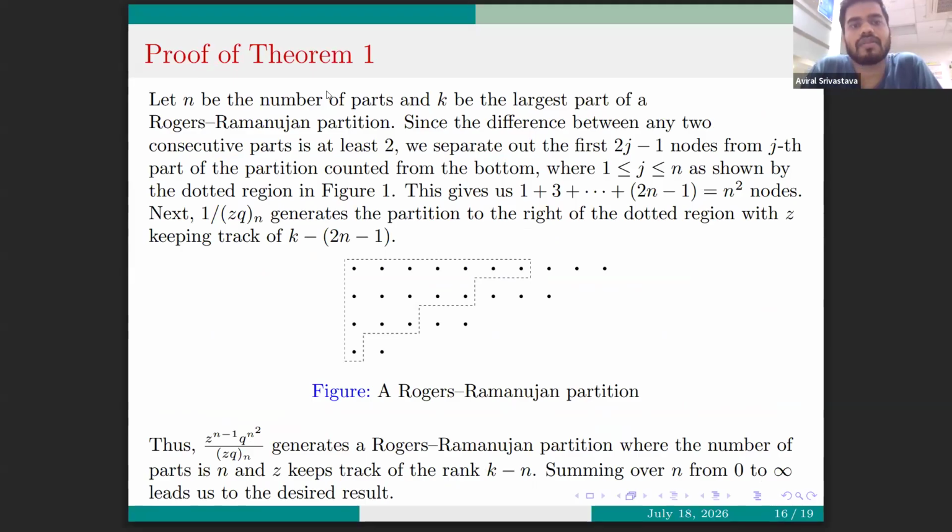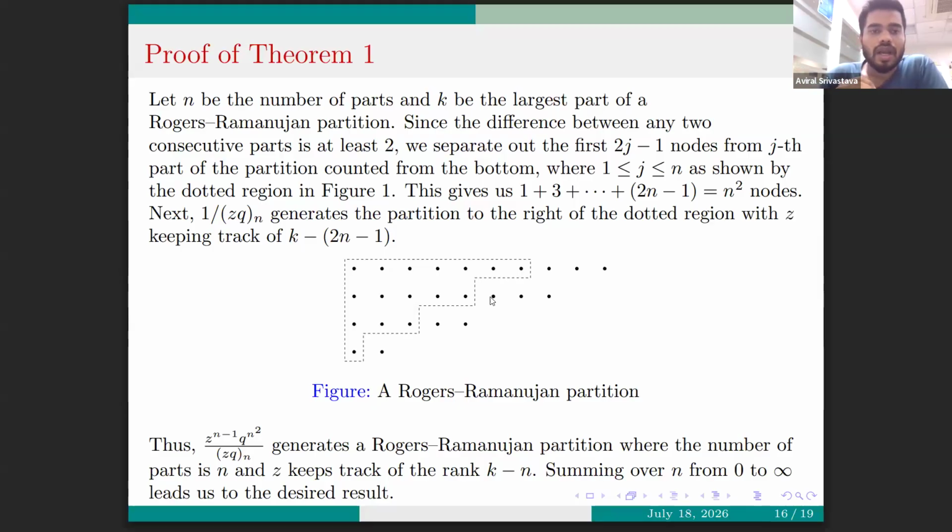Let n be the number of parts and k be the largest part of the Rogers-Ramanujan partition, that is, a partition where parts differ by at least 2. So if k is the largest part of such a partition, and since the difference of any two consecutive parts is at least 2, we can separate 1, 3, 5 and so on dots from this partition diagram. So we can separate exactly 2j minus 1 nodes from the jth part of the partition, which will contribute a q raised to n squared factor.